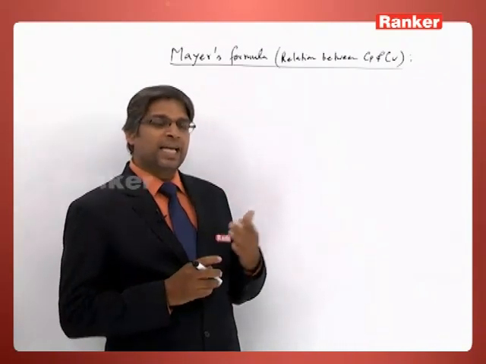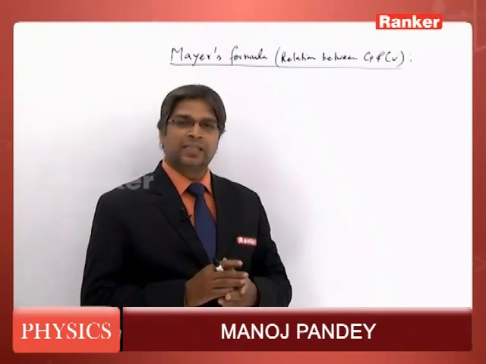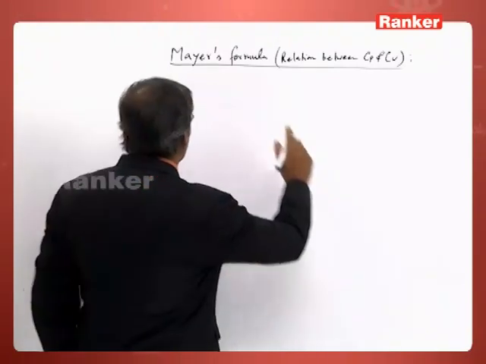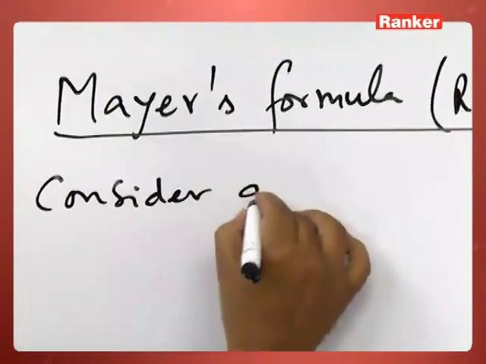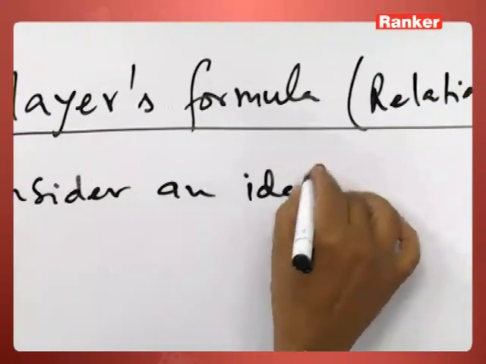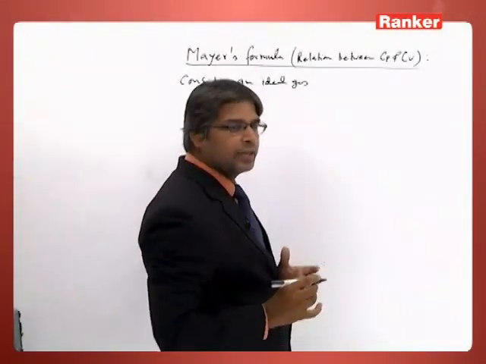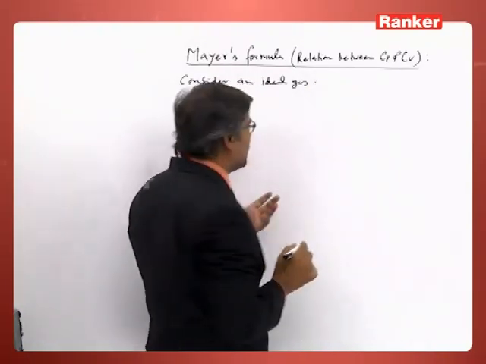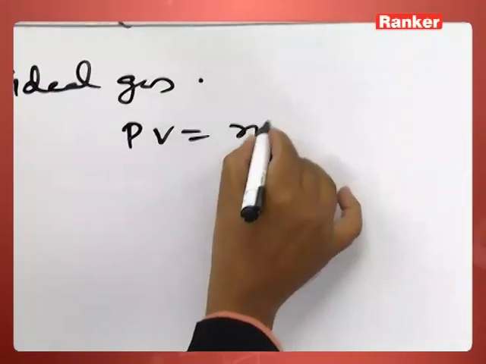Let us see Mayer's formula, that is the relationship between the Cp and Cv of an ideal gas. So consider an ideal gas whose equation of state is given as PV = nRT. So we will consider an ideal gas. So we have PV = nRT.